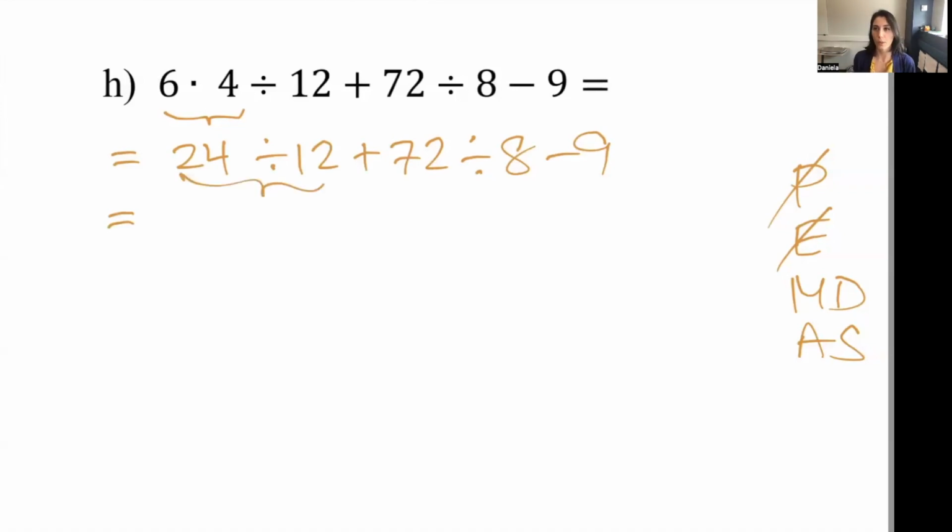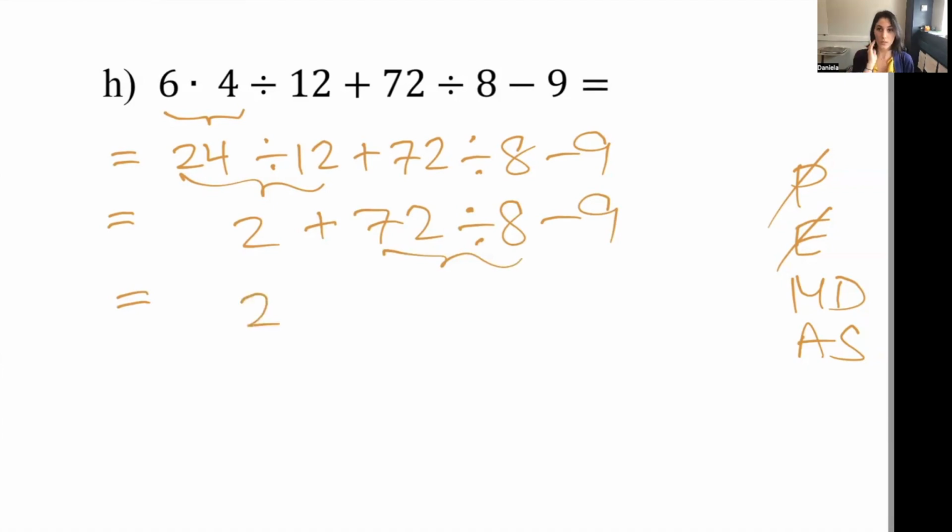So we've got to finish those up before we add and subtract last. So we do see the 24 divided by 12 first, which is 2. And then again, very important, we're going to copy down exactly as we see it. So we still do see a division sign. You always do that before adding and subtracting. So I'm going to copy down the 2 because we didn't touch that.